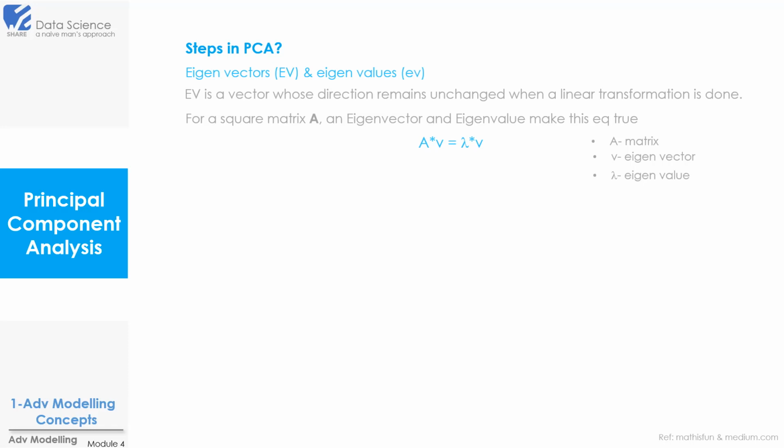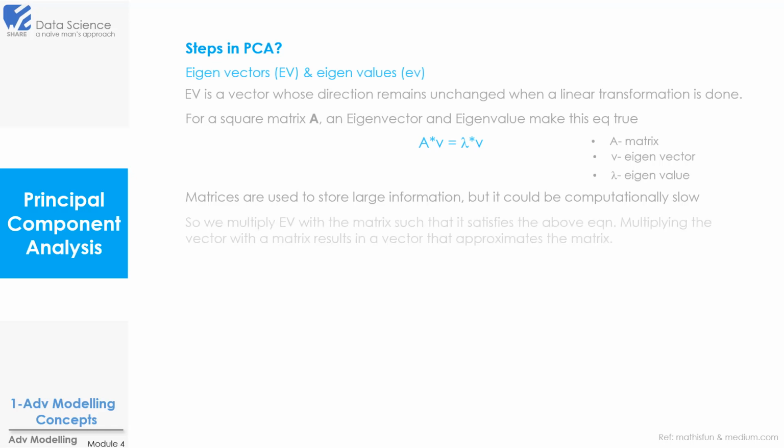So if this equation holds true, then V and lambda are eigenvector and eigenvalues respectively. But the question is, why do we use eigenvectors? As we know, matrices are used to store large information, but it could be computationally slow. So what we do is multiply eigenvectors with the matrix such that it satisfies the above equation.